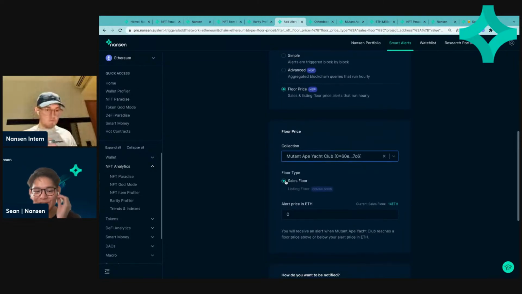And you can see over here, we currently have sales floor available. Just to give some context on what sales floor is, it's basically the lowest sale that has happened in the past X hours. And of course, listing floor is the next one that will come up. This listing floor will be huge because it technically gives you a buy signal at the price you're willing to pay for a collection. So you get a real quick notification, you hop onto Nansen, go to the right marketplace, and you're able to get into the blue chip collection that you've been eyeing for a really long time.